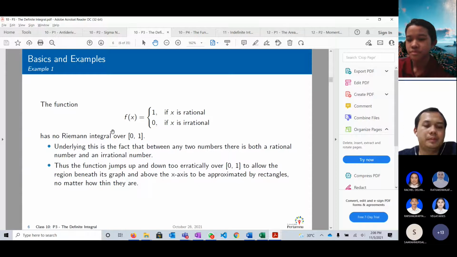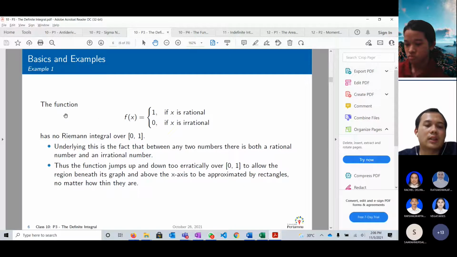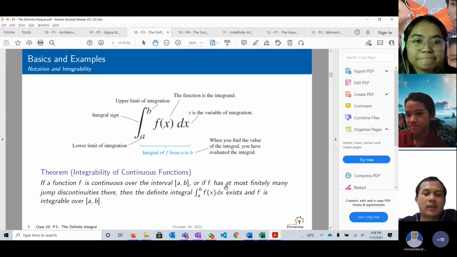For example, this is related to integrability, whether the function is integrable or not. We see that we have the function f which is 1 if x is rational and 0 if x is irrational. In this case, the function has no Riemann integral over 0 to 1. From 0 to 1, the function cannot be integrated. We can compute the integral like this. This integral does not exist.